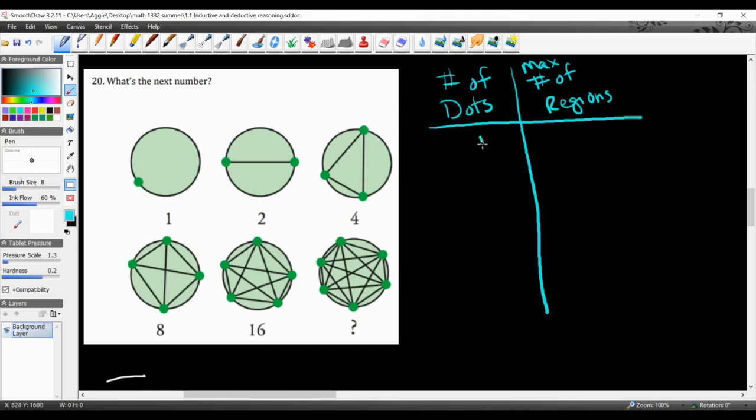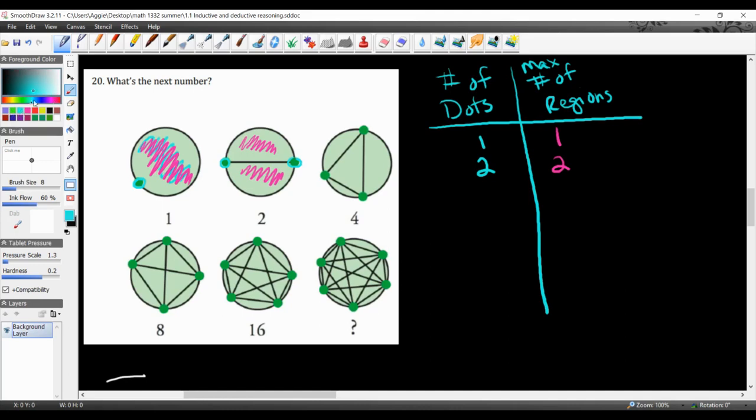So with one dot, that's going to be this dot right here, we have one huge space. So we have this entire region. Let me get a different color so you can see. We have this huge region right here. So we have one region with one dot. With two dots, well, now I have a space on the top and a space on the bottom. So I can say that with two dots, I have two regions.